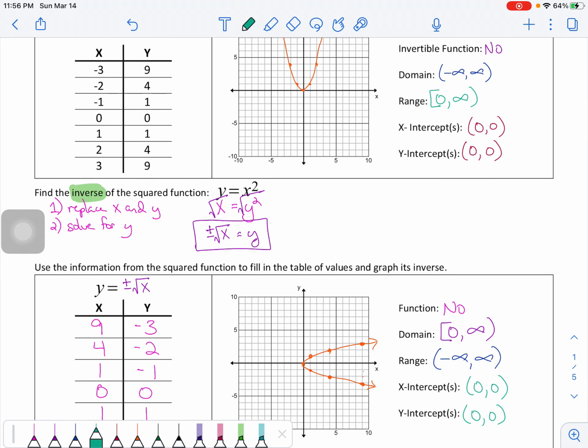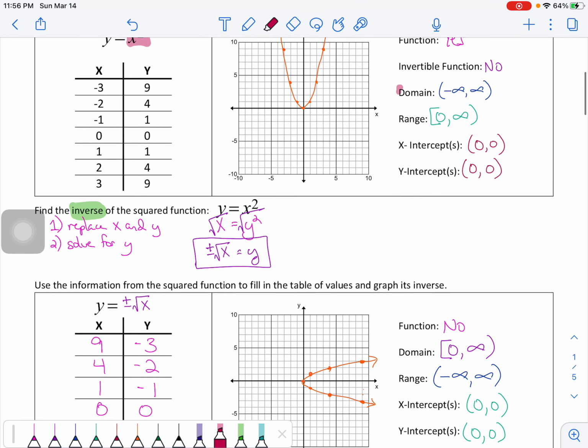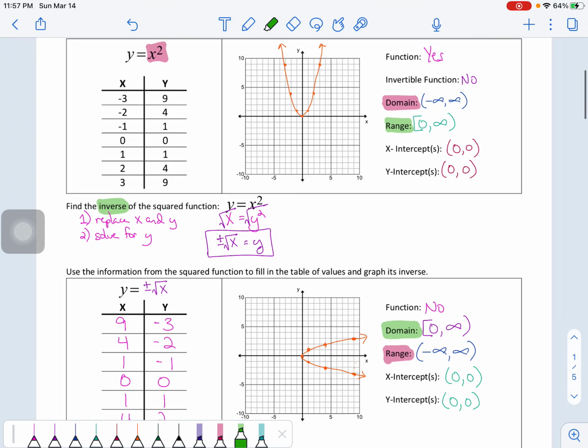Couple of things that I want you to maybe notice. The domain of the original function is the range of the inverse. The range of the inverse is the domain of the function. Okay, so those are all important pieces to know.